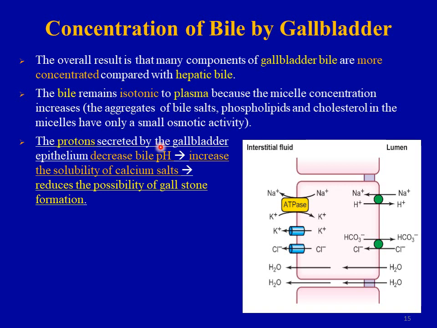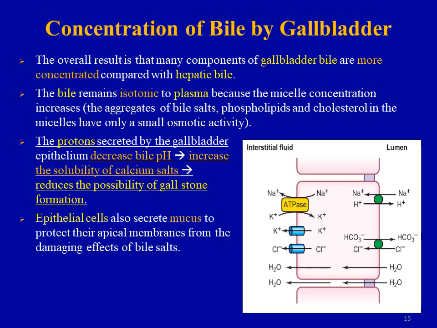The protons secreted by the gallbladder epithelium, as we can see by the sodium-hydrogen exchanger, will decrease the bile pH. A decrease in the bile pH will increase the solubility of calcium salts, and this is important in reducing the possibility of gallbladder stone formation, which is a common problem, especially when there is inflammation in the gallbladder. Epithelial cells also secrete mucus to protect their apical membrane from the damaging effect of bile salts. Excessive mucus secretion may contribute to gallstone formation.